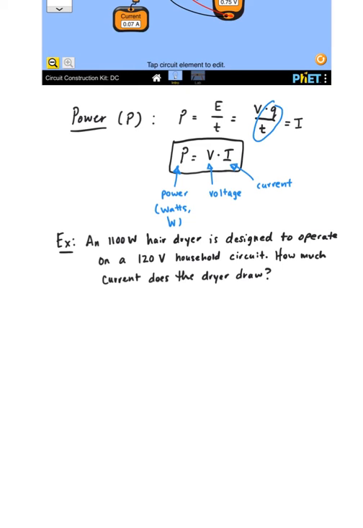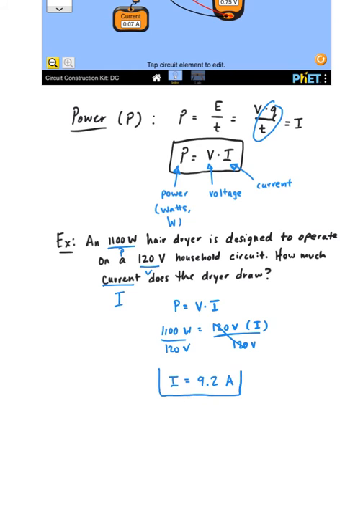Since we know power and we know voltage, we should be able to get current using our power equation from above. Power is voltage times current. 1100 watts is equal to 120 volts times current. 1100 divided by 120 gives us our current in amps. This particular hairdryer pulls 9.2 amps worth of electrical current in order to operate.